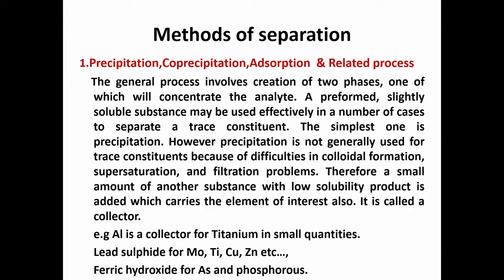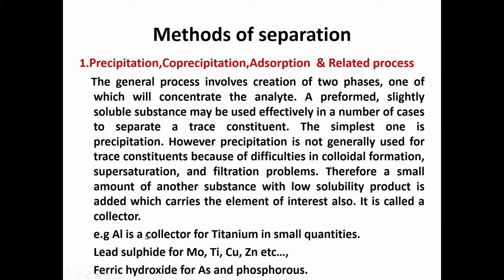For example, I am showing you this slide that aluminum is a collector for titanium in small quantities. If you want to determine titanium, what we say is add a little bit of aluminum, aluminum hydroxide will precipitate, and titanium also will precipitate along with that, not as titanium hydroxide, but as titanium oxide, along with aluminum hydroxide.